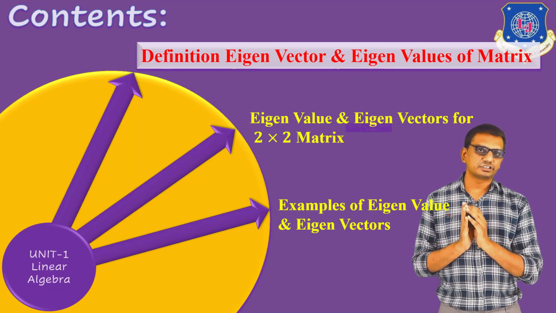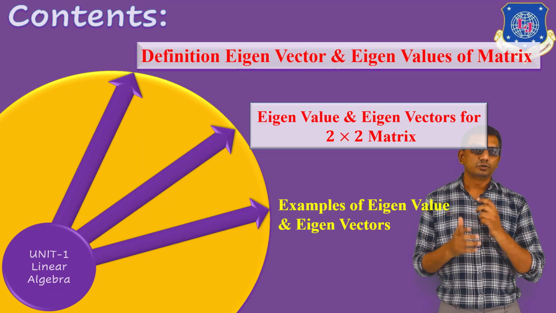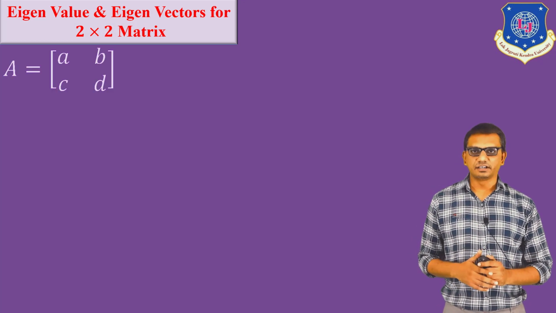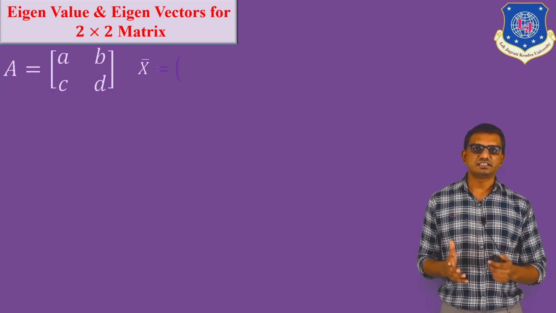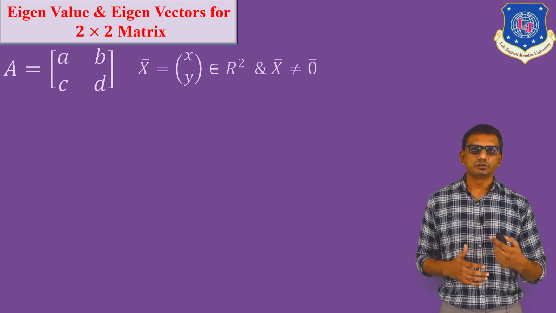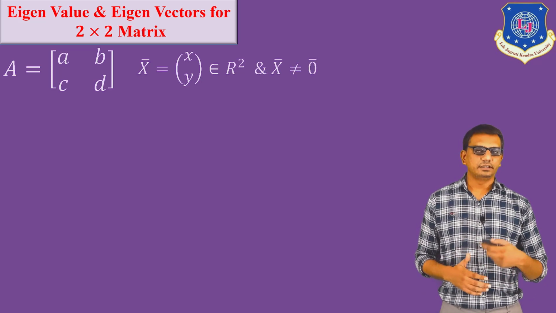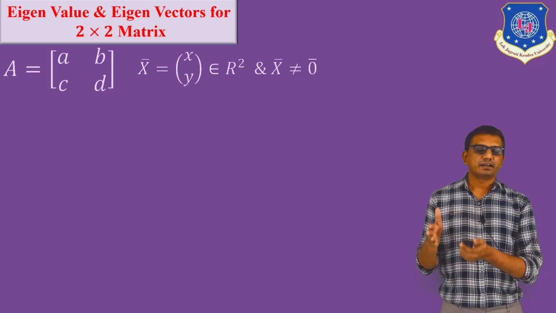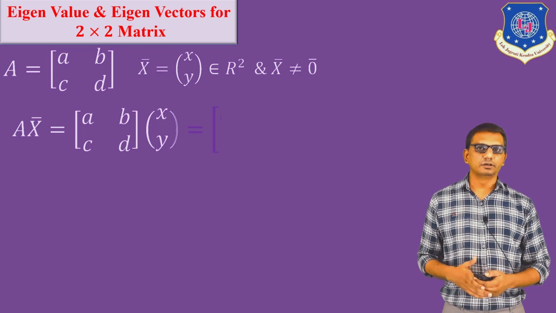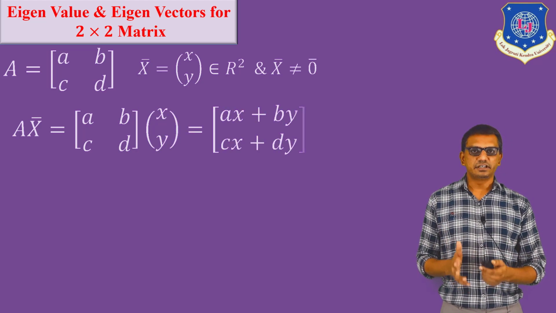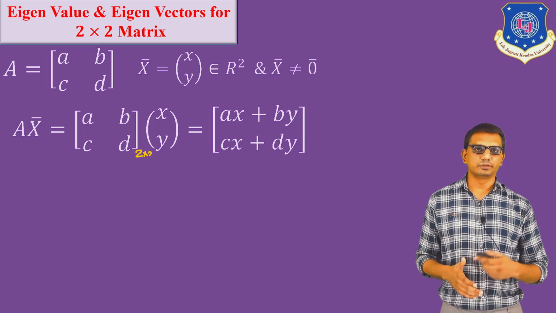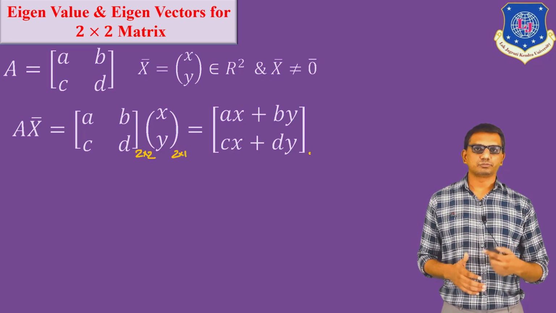Let us understand eigenvalues and eigenvectors with 2 by 2 matrices. So here A is the matrix [a b; c d], our 2 cross 2 matrix, and x bar is any non-zero vector in R2. Now we multiply A and x bar. Here A x bar equals our matrix [a b; c d] times the column vector [x; y], which can be multiplied like this: [ax plus by; cx plus dy].